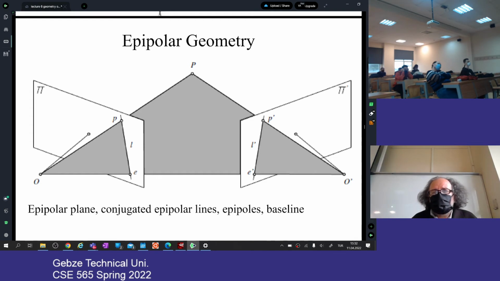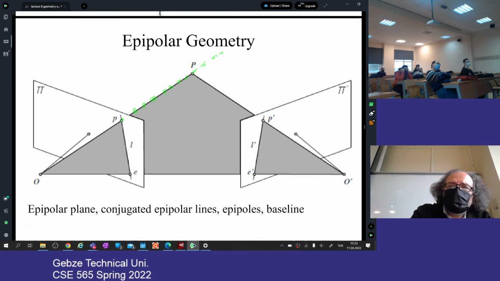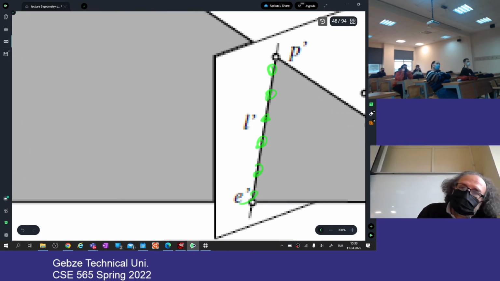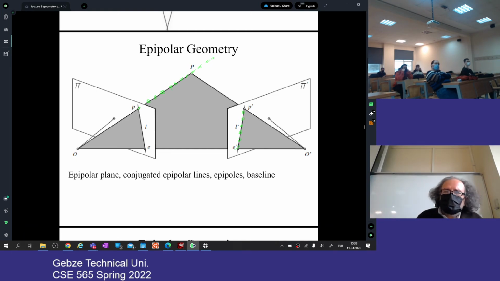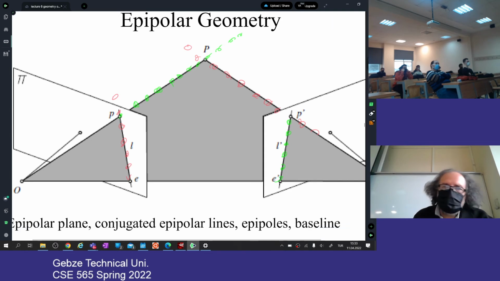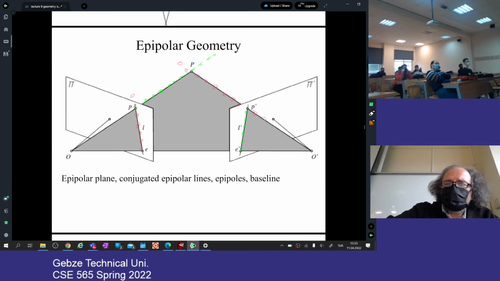The epipolar plane is important because, as I said before, all these green points will be projected to this P. But if I look at these green points from this camera, they will be on this line on this image. And the same thing is valid for the other image too. It will all be on this line. So what does that mean? If I am looking for the corresponding point for P, I am going to look at this green line.